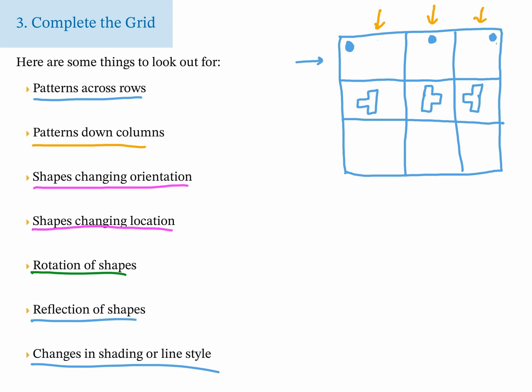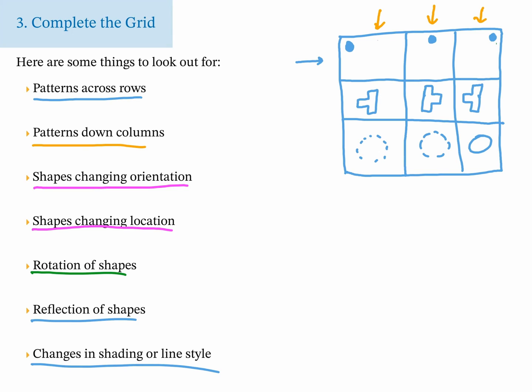Or we might notice that maybe in the first box, let's say we had a circle made up of dots, and then in the second one, it's made up of dashed lines, and in the third one, it's solid. We want to look out for changes in line style as well. These are just some of the things to look out for in Complete the Grid questions.